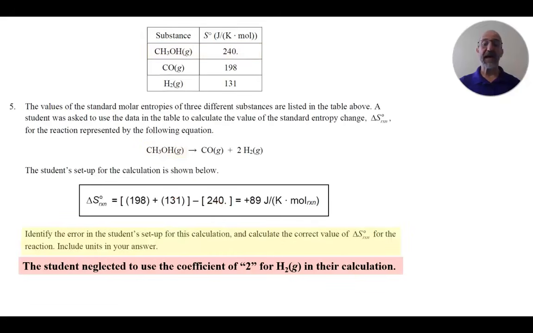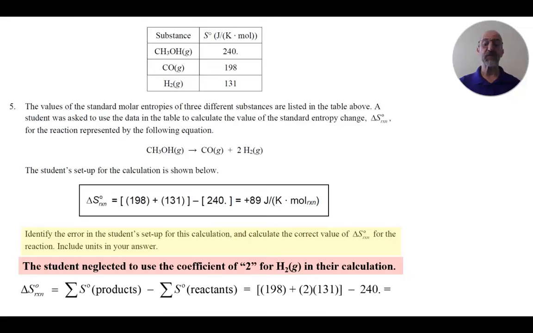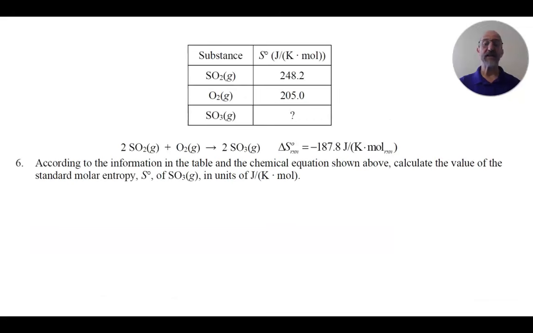So we have now answered question 5. Identify the error in the student's setup. The student neglected to use the coefficient of 2 for hydrogen in their calculation. What is the correct value of delta S for this reaction? It is positive 220 with units of joules per Kelvin mole of reaction. All right, well, hopefully the answer to question 5 makes sense. Now, let's take a look at question 6.